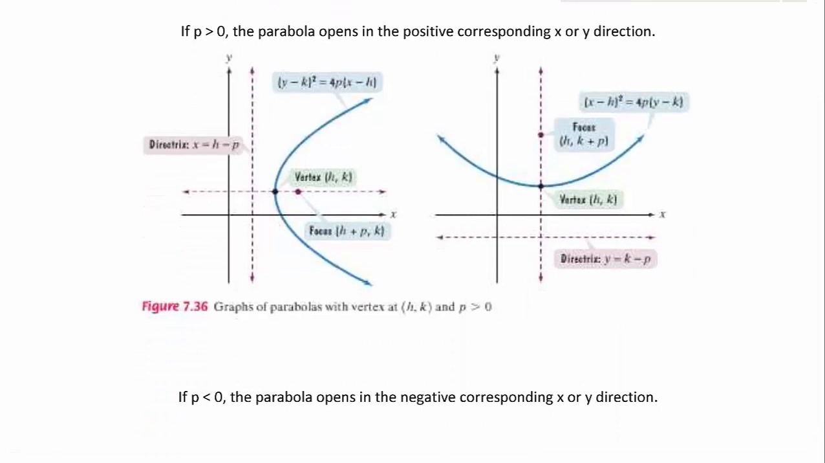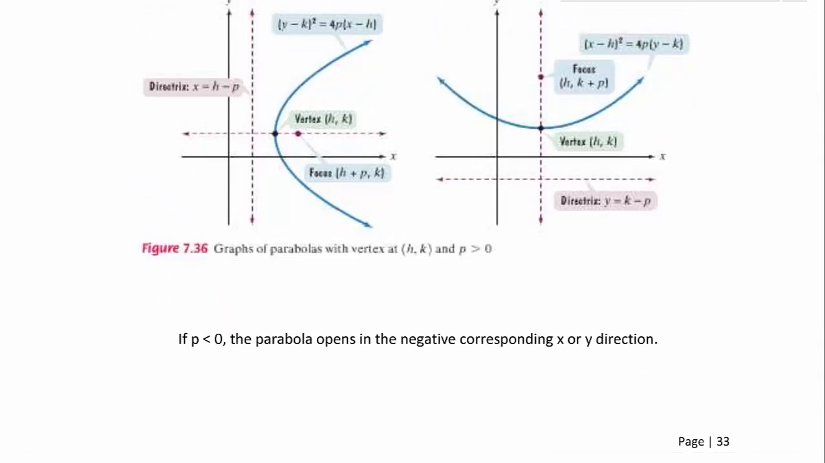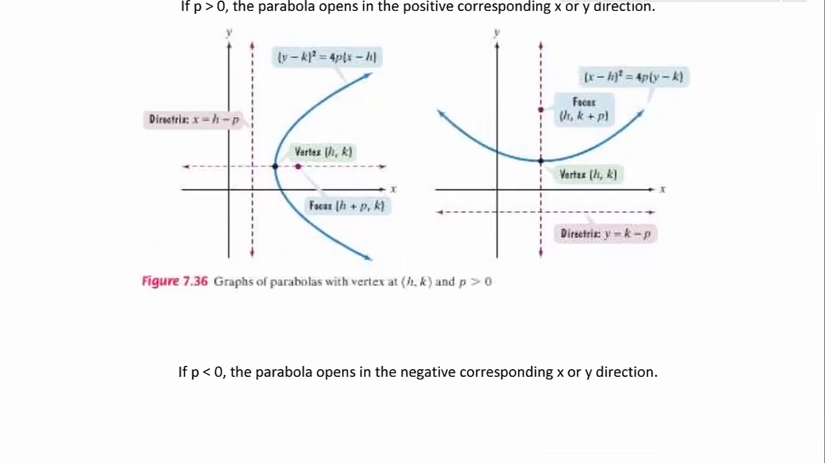If p is positive, the parabola is going to open in the positive corresponding x or y direction. So if p is positive and x is the variable squared, it's going to be opening up. But if p is positive and y is the variable being squared, it's going to open towards the right, which is the positive values over there. If the p value is negative, less than 0, then the parabola is either going to open down if x is squared or to the left if y is squared.